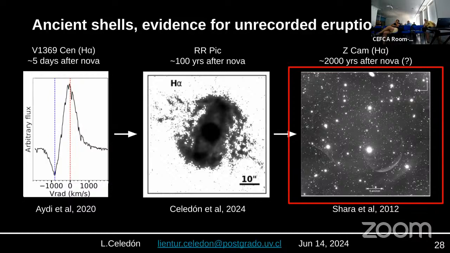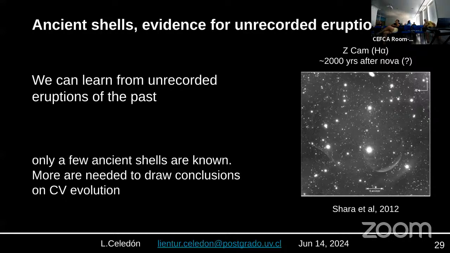But as I mentioned in the beginning, we also focus on the old systems. These old systems are known as ancient shells, and they are evidence of an eruption that happened many years ago, and we do not have records of it. This is important because we can learn what the effect of the nova eruption is on a system millennia or centuries after the event. There are people who think that the eruption could have an effect on the mass transfer rate after the eruption, for example.